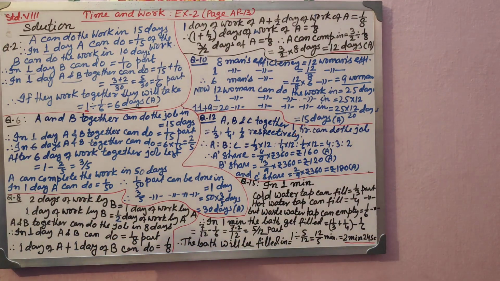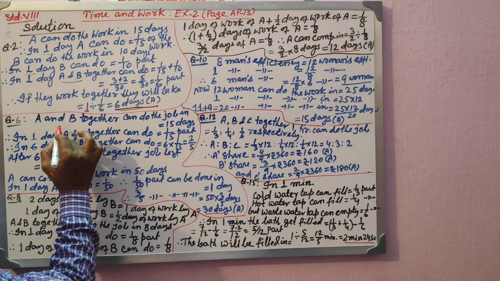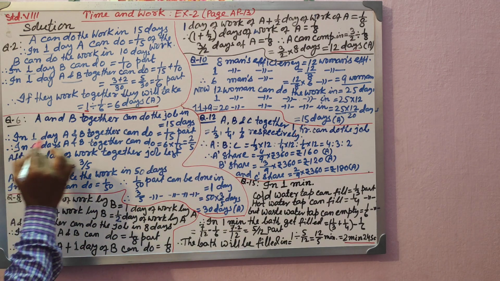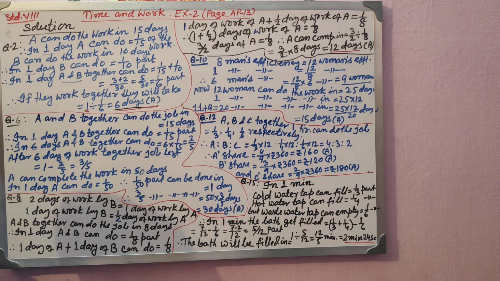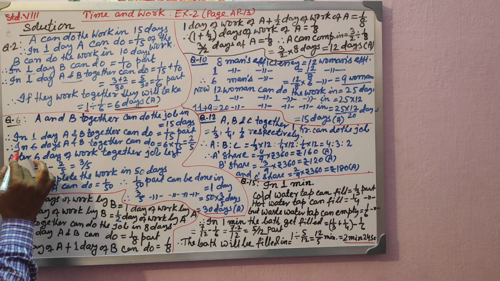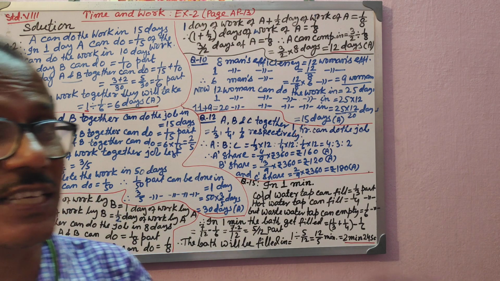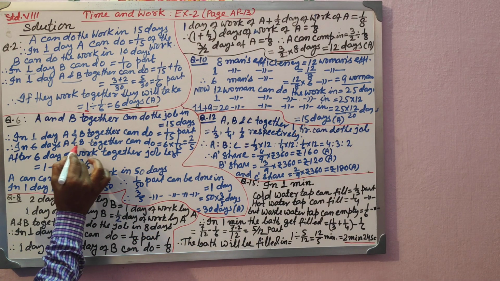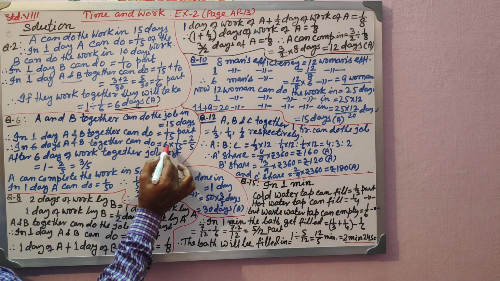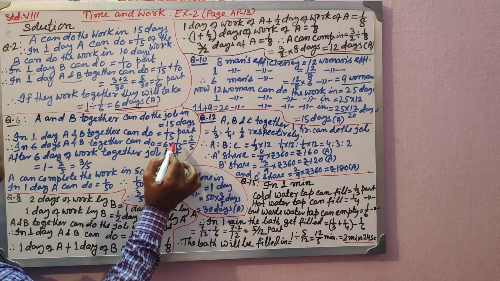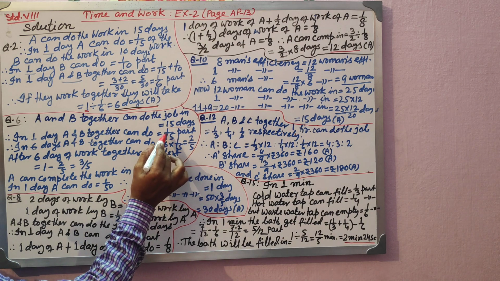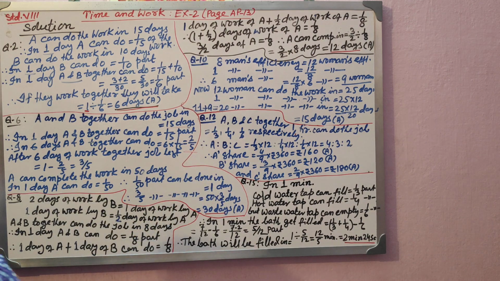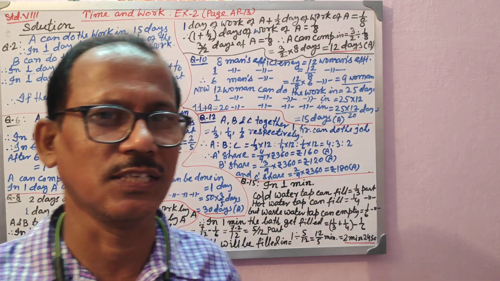How? Let's just see. A and B together can do the job in 15 days. Got it? In one day, A and B together can do 1 by 15 part. Very simple. Because they have worked 6 days, you have to keep in mind how much work is done in 6 days. In 6 days, A and B together can do 6 into 1 by 15. Isn't it? So see, that is 2 by 5. 2 by 5 of the work is finished after they work 6 days.